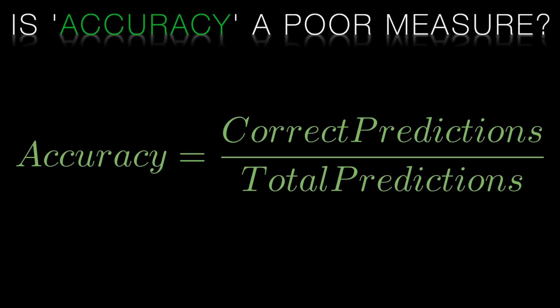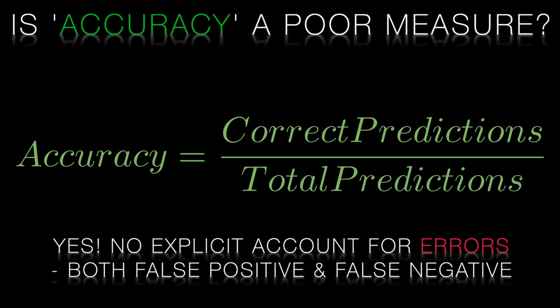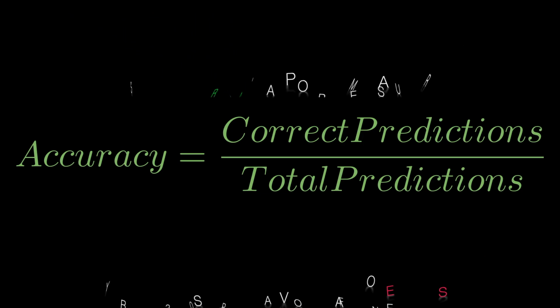The core issue here is that accuracy fails to explicitly take into account false positives and false negatives. In determining a system's performance, it's more important to determine what it got wrong and the type of error, whether false positive or false negative, than what it got right.